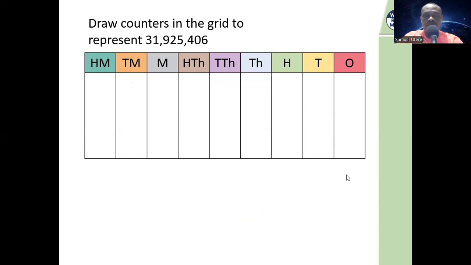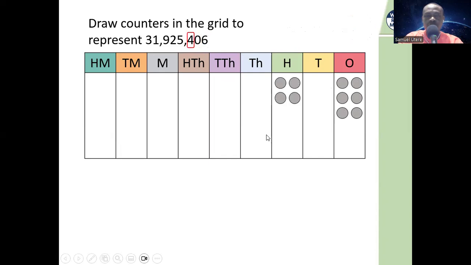Have a think. My advice would be to start from the right, from the ones, okay? And make sure you write the numbers in groups of 3. If you were to actually write the numbers, can you see how it's separated by commas? So we put 6 counters there because that number is 6. No counter here, you can see 0.